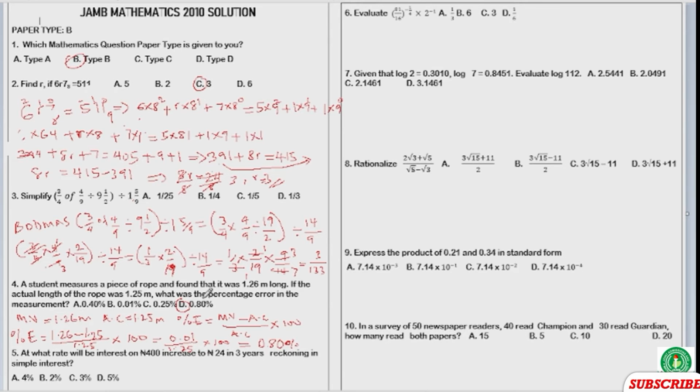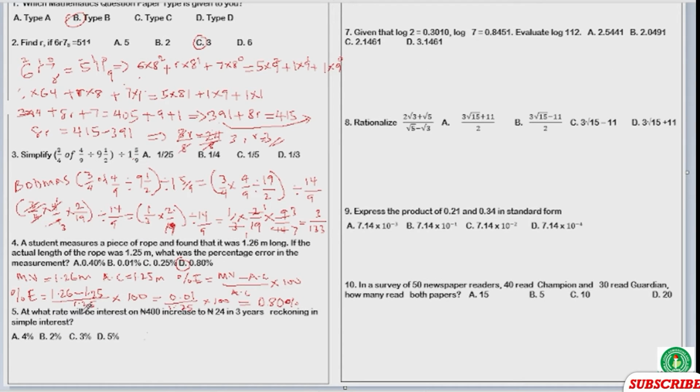That's that about that. Now, question number 5 says, at what rate will the interest on 400 naira be 24 naira in 3 years, reckoning in simple interest? Now, this question is on simple interest, and what we should calculate, which is unknown, is the rate on 400 naira, which is our principal.